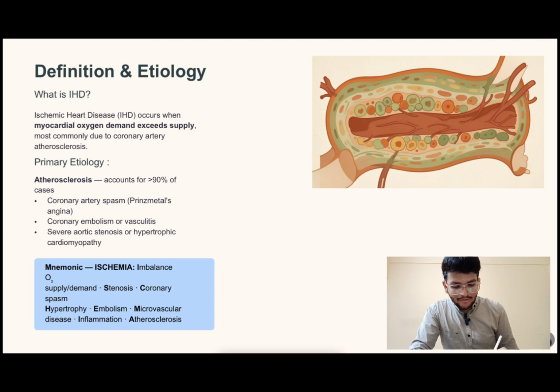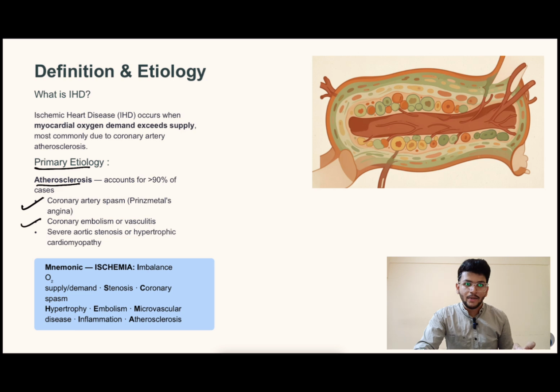Ischemic heart disease occurs when myocardial oxygen demand exceeds supply, most commonly due to coronary atherosclerosis. It means the heart is unable to get enough oxygen, which leads to ischemic heart disease. The primary etiology is atherosclerosis; 90% of cases are due to atherosclerosis. Other causes are coronary artery spasm, Prinzmetal angina, coronary embolism or vasculitis, severe aortic stenosis, or hypertrophic cardiomyopathy.